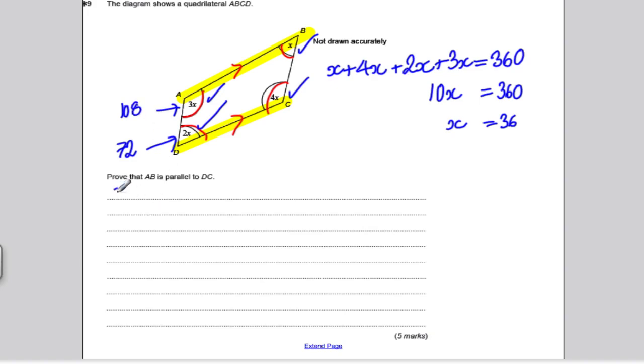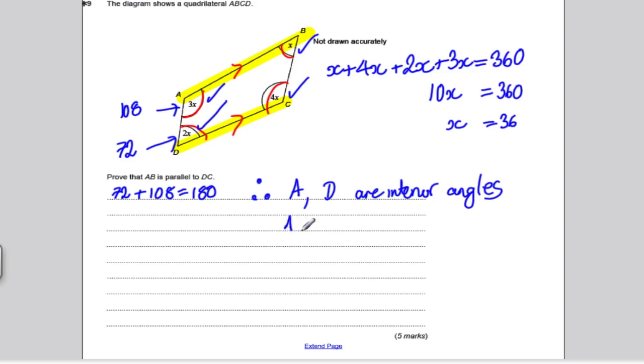Okay, then I would simply say 72 plus 108 equals 180. Therefore, I would just call angles A and D interior angles, and then I would say therefore AB is parallel to CD, or DC, as required, and you're done.